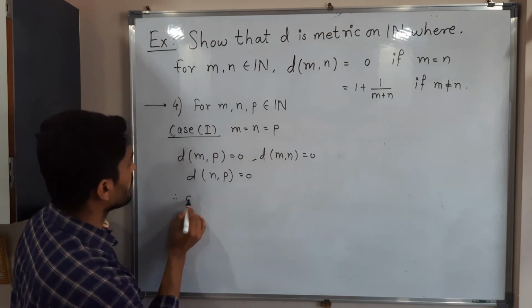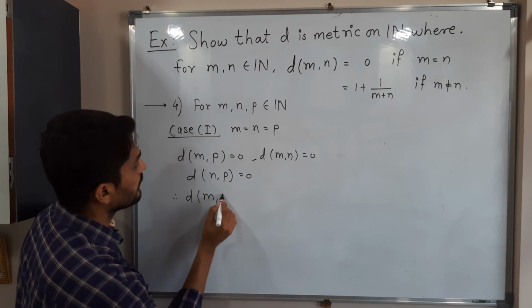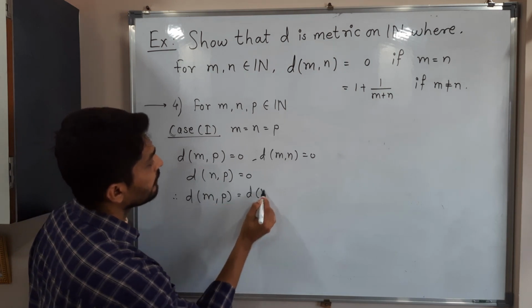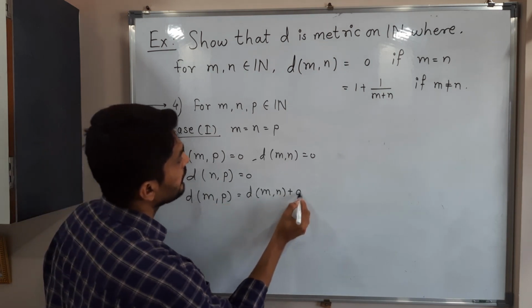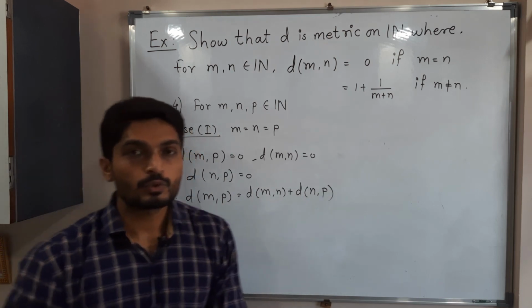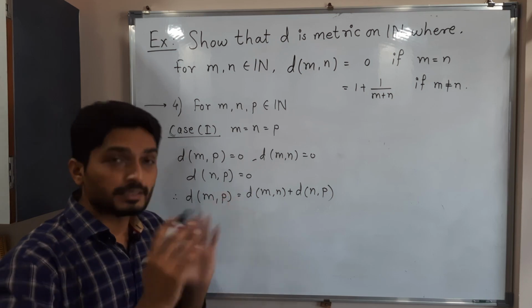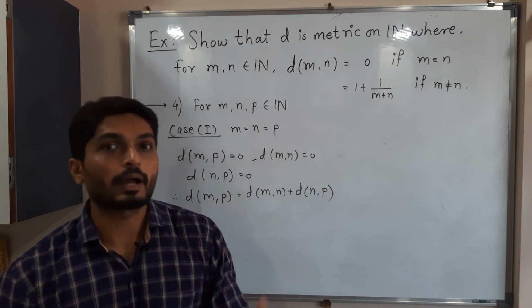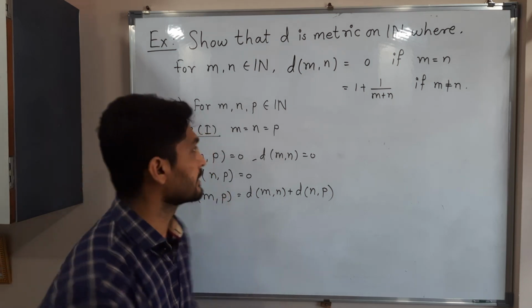Therefore I can write d(m,p) = d(m,n) + d(n,p), right? So here we get equality. So the triangle inequality holds, but in the first case we get equality. So let us go for the second case.